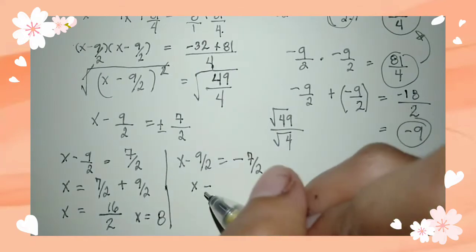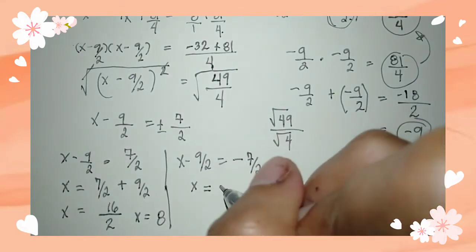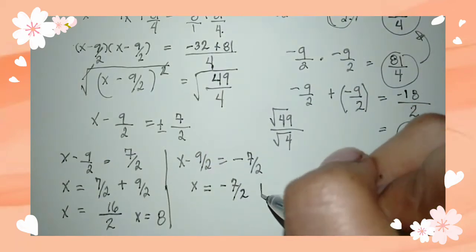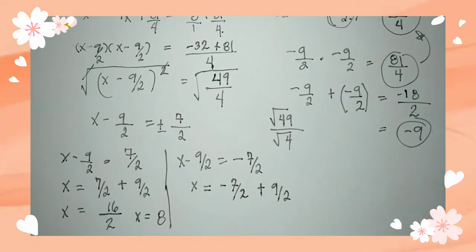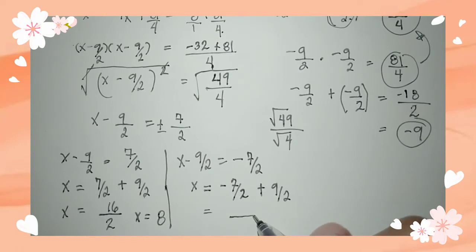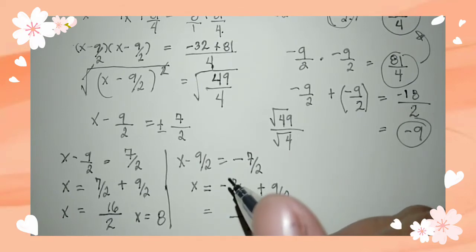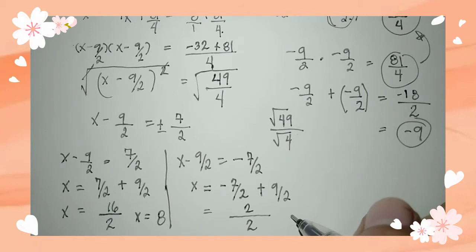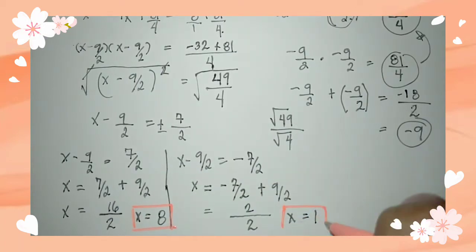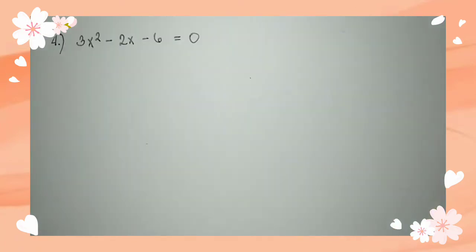So, we have x is equal to, copy lang natin si negative 7 over 2. Then, si negative 9 over 2 magiging positive 9 over 2, kasi tinranspose natin siya. And then, since we're going to add, and parehas lang sila ng denominator, copy the denominator which is 2. And then, negative 7 plus 9 is positive 2. And then, 2 divided by 2, our x is equal to 1. And that's it already. We have two solutions, x is equal to 8 and x is equal to 1.